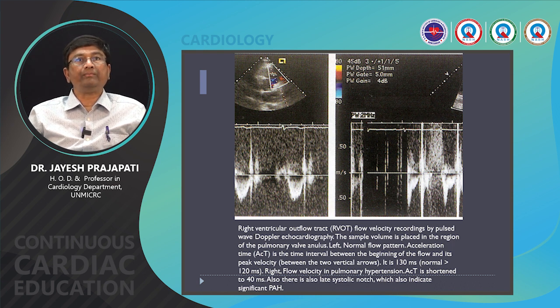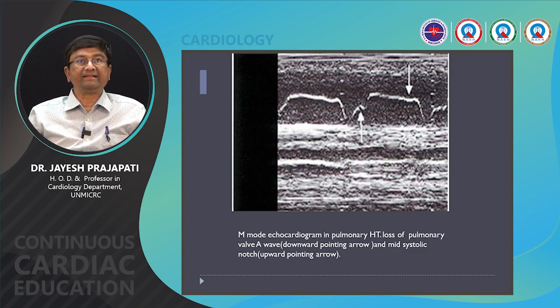In pulmonary hypertension, the RV acceleration time is shortened to 40 milliseconds, and there is also a late systolic notch, which also indicates PH. So that is also important for PH assessment. Another one is M mode, which is also important in pulmonary artery hypertension.